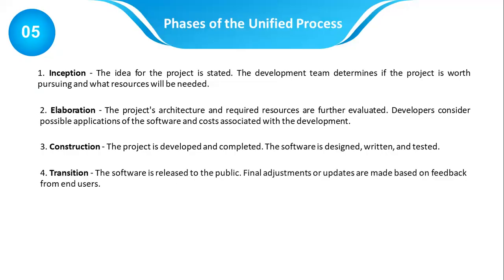Coming to the fourth phase, that is the transition phase. So in the transition phase of the unified process, which encompasses the latter stages of the generic construction activity and the first part of the generic development, that is the delivery and feedback activity. So here, the software is given to the end users for the beta testing and user feedback reports. Both defects and necessary changes are being set by the user.